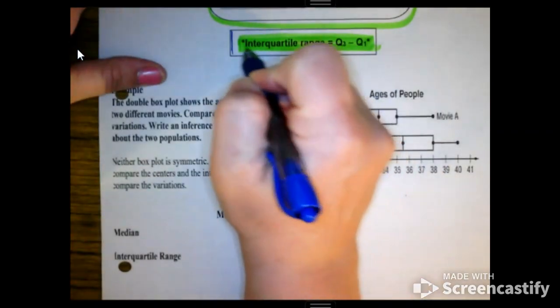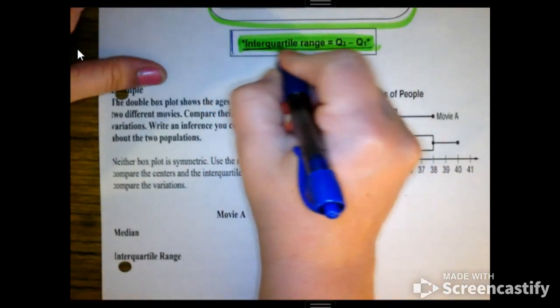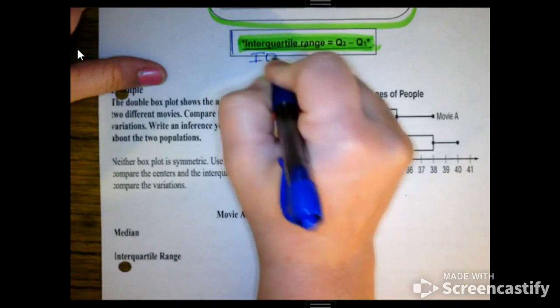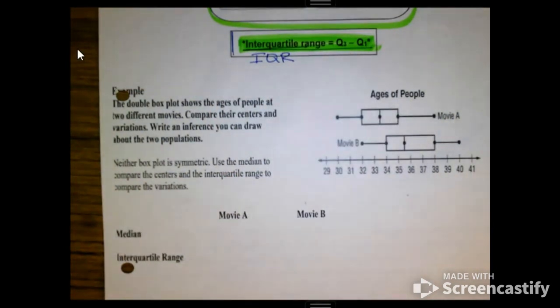To find the interquartile range, and instead of saying interquartile 100 times, we're going to call it IQR, because that is an abbreviation for interquartile range. So IQR.